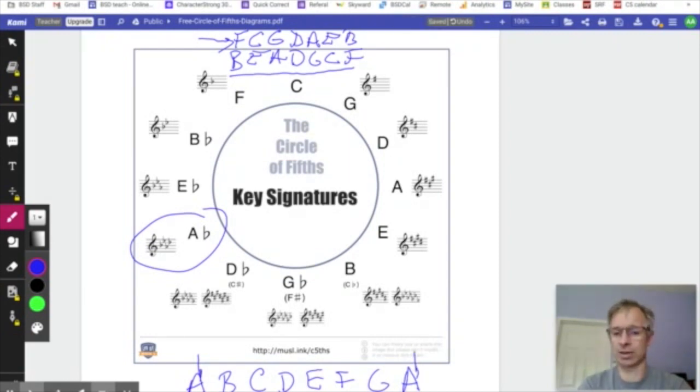But now let's do the same thing using the key signature. I see A flat has 4 flats. I know if I'm using flats, I need to use this bottom list here. So 4 flats would be B, E, A, and D.